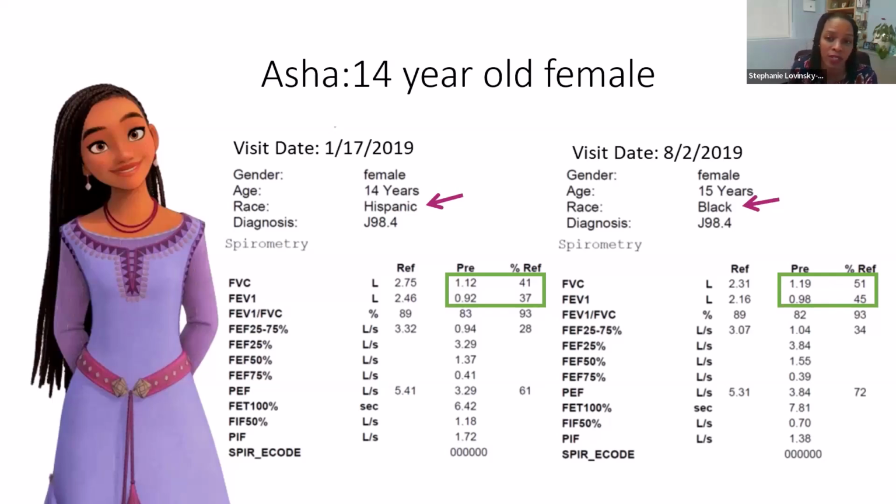And the real, significant difference between these 2 visits was that during the January visit, she was brought in by her white mother, and during the August visit, she was brought in by her Black father. And so the interpretation of the PFT technician based on the way her parents looked influenced what they listed as her race and the reference equations. Remember, this is back in 2019.